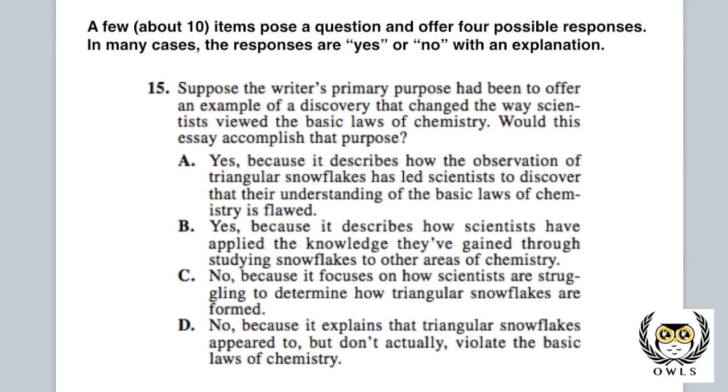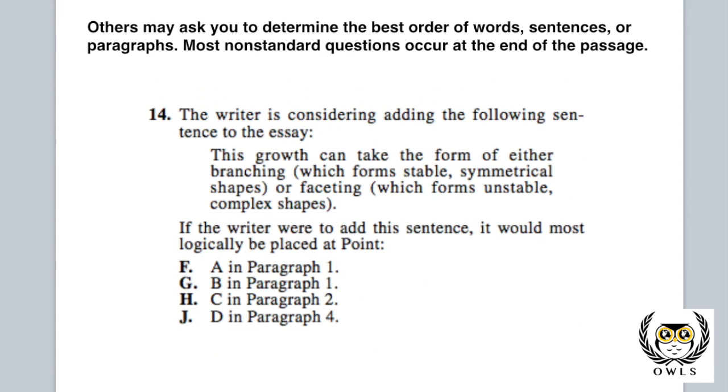A few items, about 10 on this test, are going to pose a question and offer 4 possible responses. Now, in this case, it takes a little bit more knowledge about the overall structure and purpose of the text. So, in many cases, the responses are yes and no with an explanation. Here, they're asking you to make an evaluation of how well the author did their job. And so, these are a second level type of question.